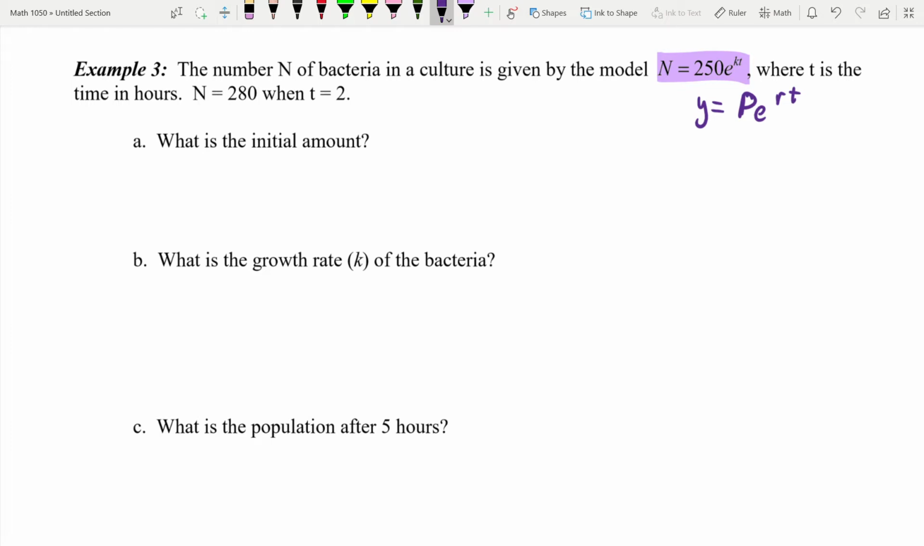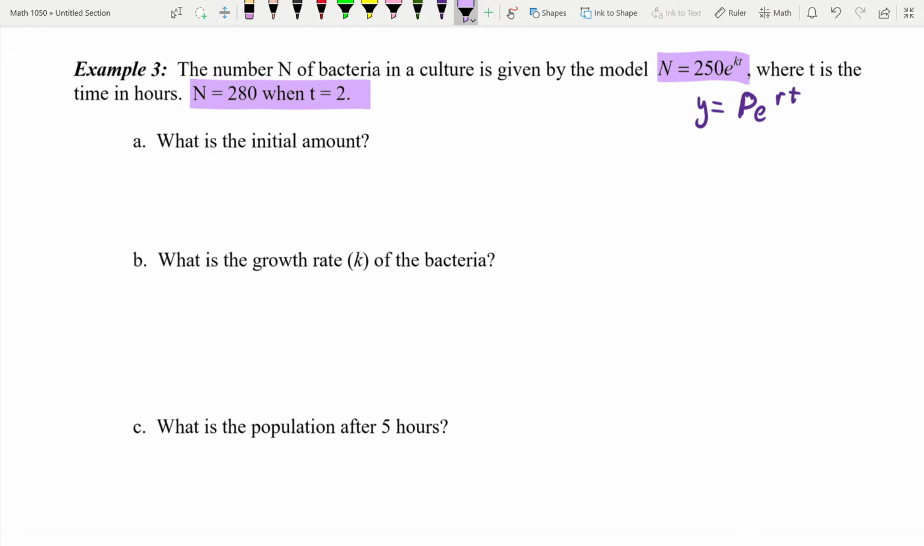So at some point in my experiment, I'm going to stop and I'm going to grab that petri dish and put it under the microscope and count how many bacteria are there, and I'll know how long has passed, and that will tell me how fast it's growing or how fast it's decaying. So I need some data in the middle of my experiment to find the rate. Who says I understand what you're saying to me? Okay, so here's the data right here. I'm going to have 280 bacteria when 2 hours have passed.